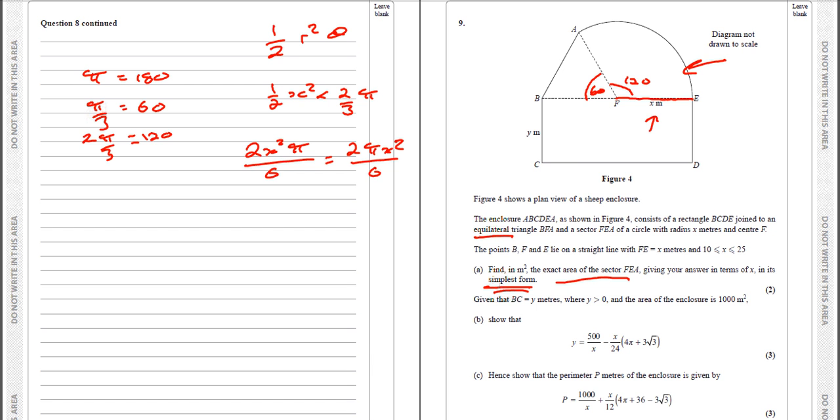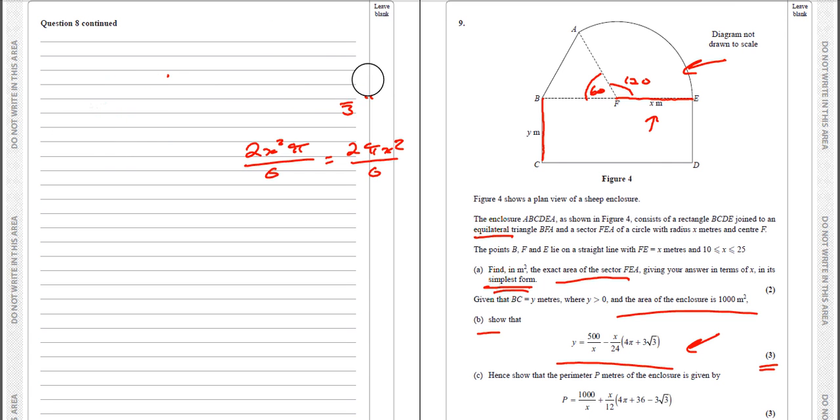Okay, so given that BC is y, so that's part B now, show that this thing here has an area of 1,000 meters squared. So we need to work out what the area of the entire shape is. And hopefully it should end up looking like that. Again, it's worth 3 marks, so where do we start with it? Well, first of all, we know that the area of this bit here is 2 pi x squared over 6.